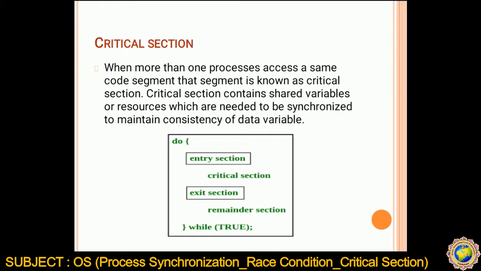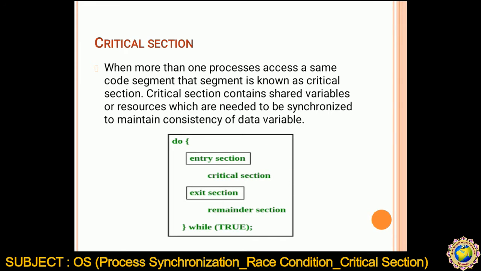Let's see about the exit section. This segment of code is executed when the process exits its critical section. So exit of our home, we can say in simple words. A process performs certain operations indicating its exit from the critical section. So this exit section also enables one of the waiting processes to enter its critical section.